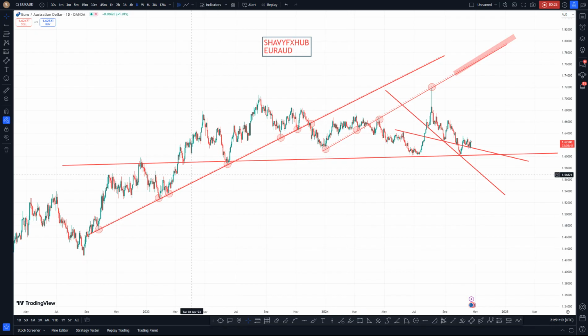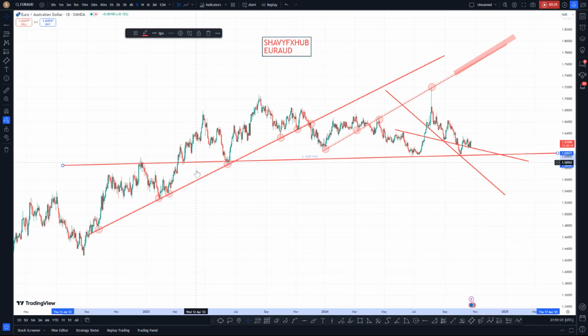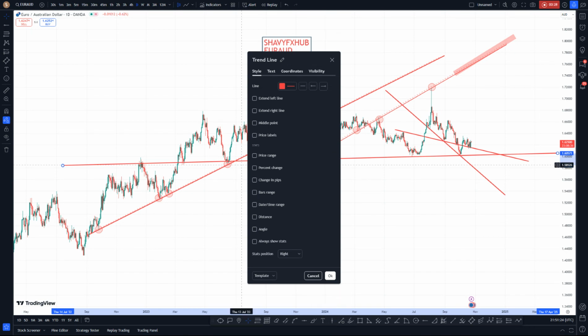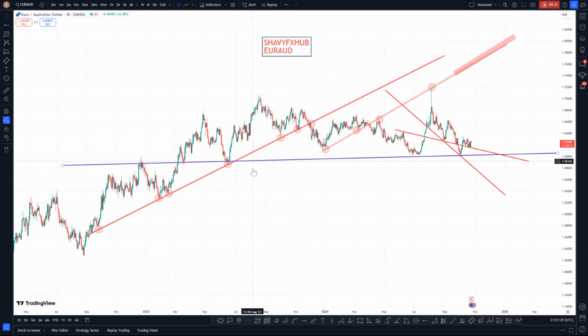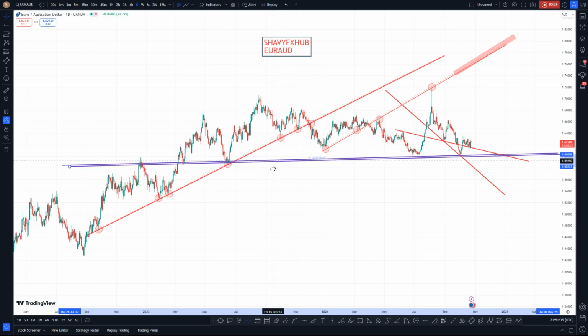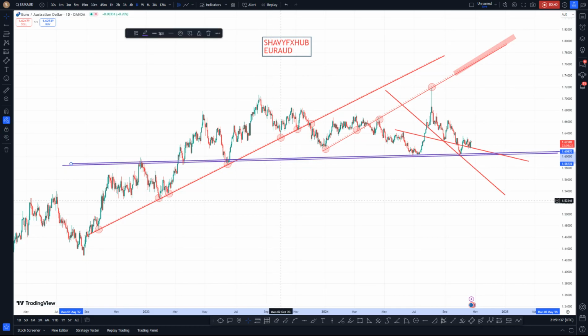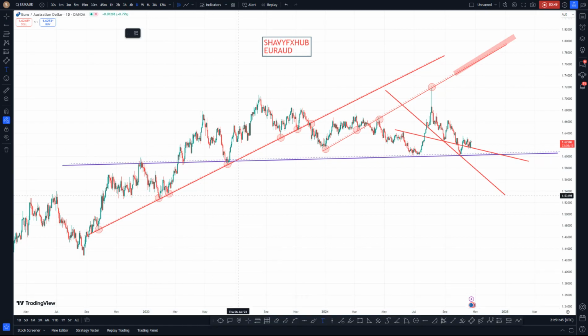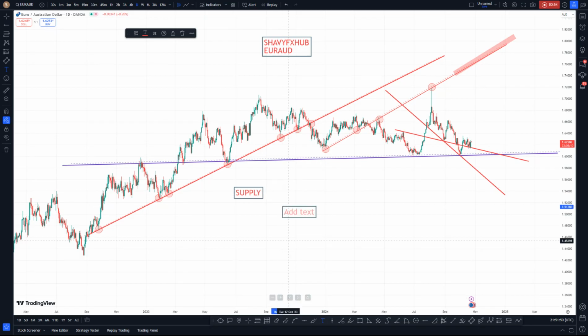We have a support structure, and let's change the color to purple, and let's give it a zone so that we'll see how price has come into it and respected it, like it used to do in the past. So we'll be looking at the price action surrounding this. We have here supply, which is the most important thing we want to see, and the next thing is demand. Demand floor.